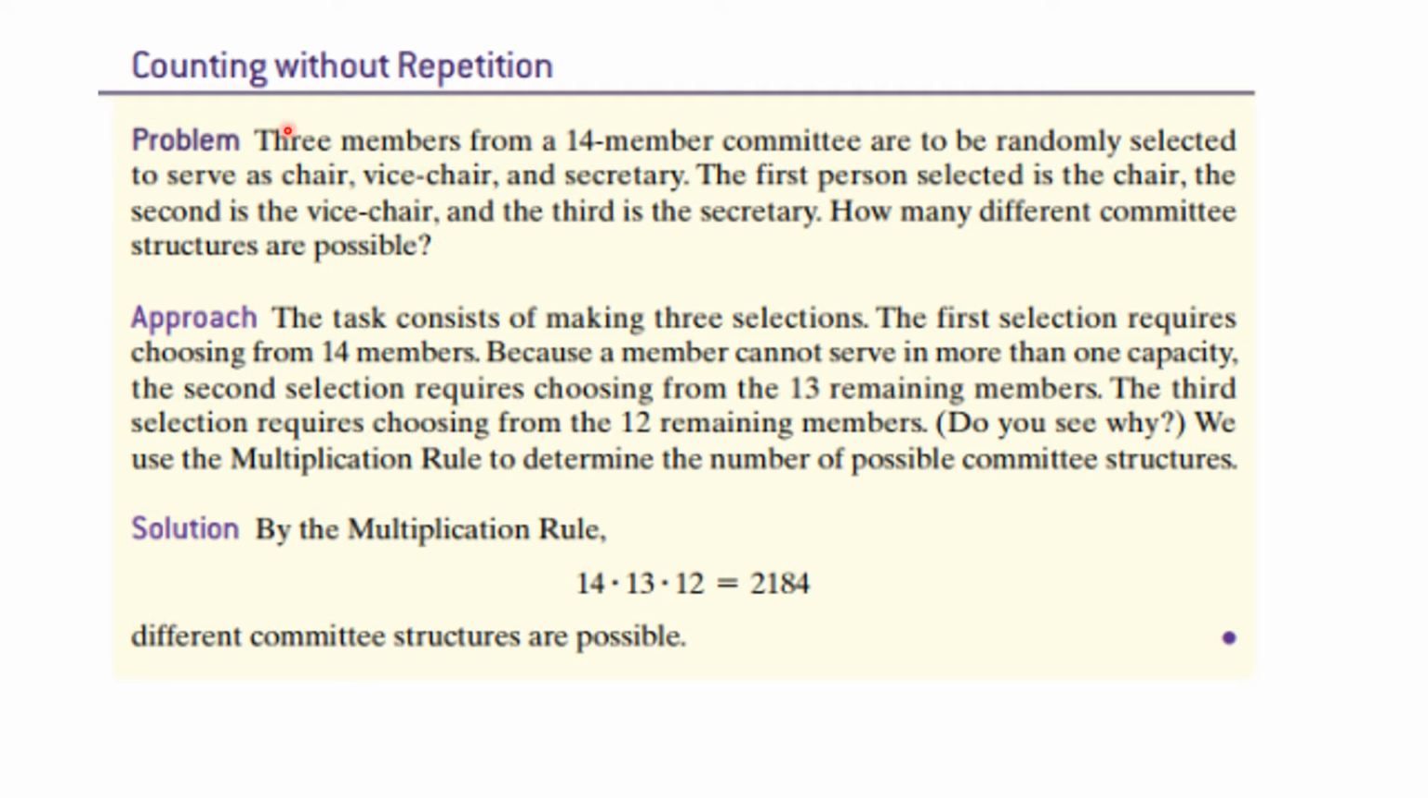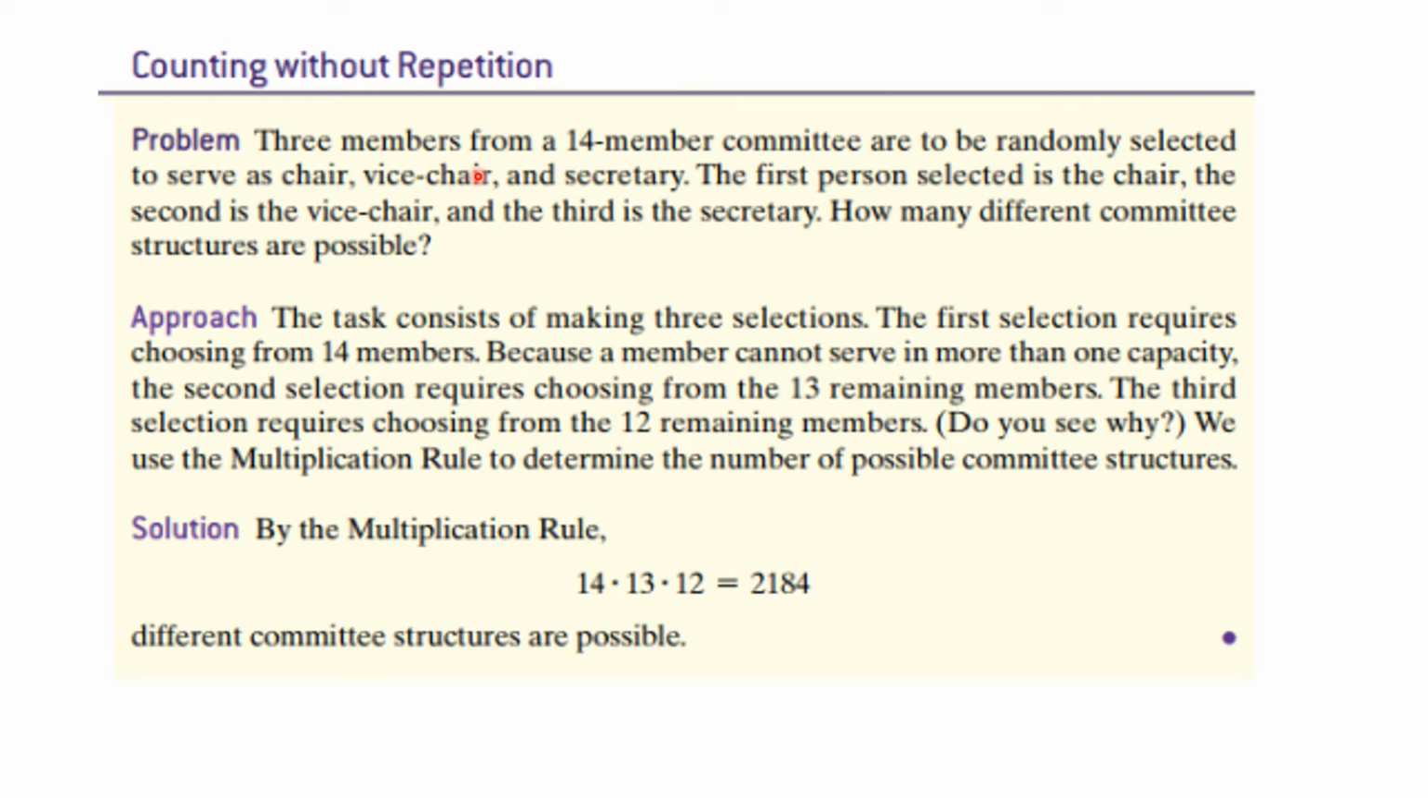Sometimes you have to count without repetition. For example, here's the problem. There are 3 members from a 14-member committee to be randomly selected to serve as chair, vice chair, and secretary. The first person selected is the chair, the second person is the vice chair, and the third is the secretary. How many different committee structures are possible?